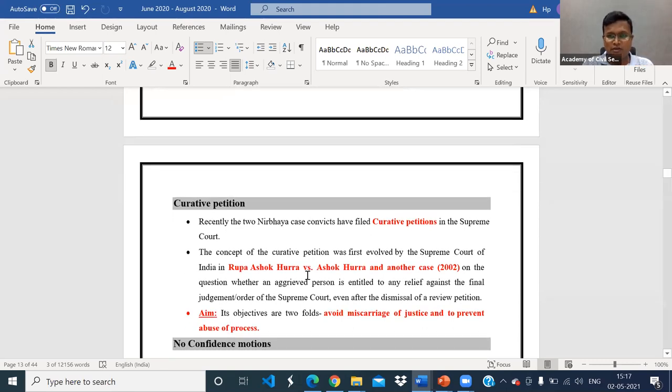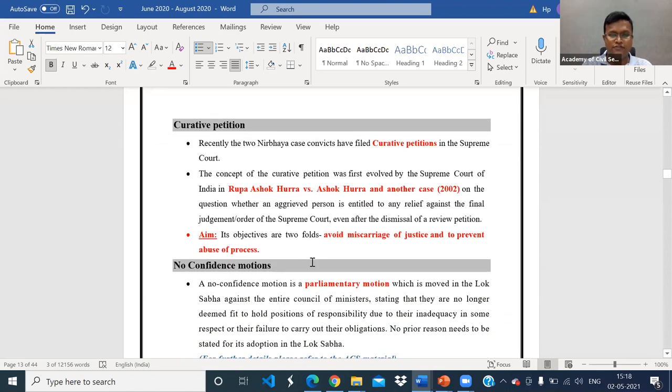Next, looking into the history of this term, the concept of curative petition was first evolved by the Supreme Court of India in the Rupa Ashok Hurra versus Ashok Hurra and another case, 2002. In this case, this concept of review came up for the first time. That is why the term curative petition was included. Sometimes a question will come: which of the following is the correct explanation of the term curative petition, which was in the news recently? Simply, it is the review petition of a judgment of the Supreme Court.